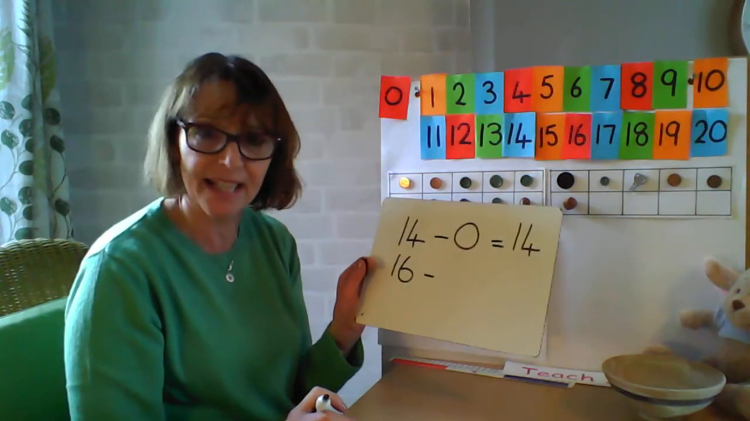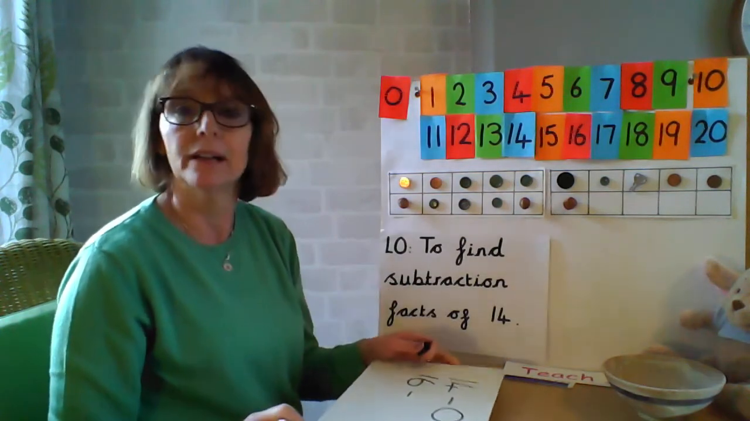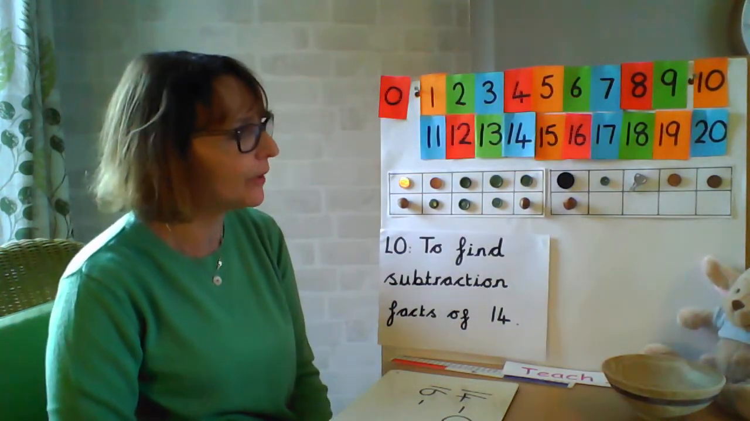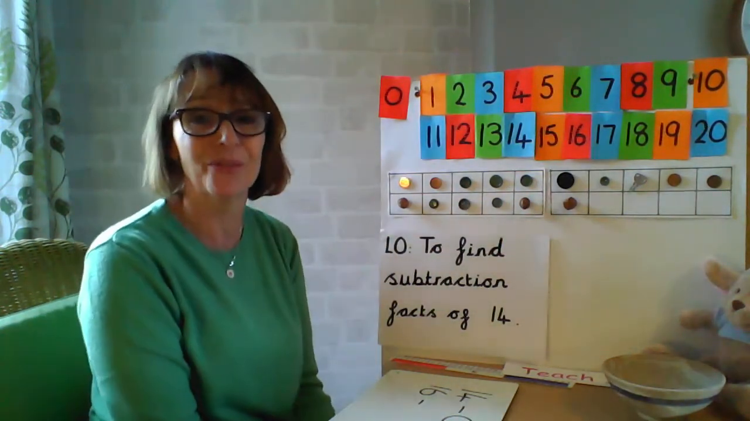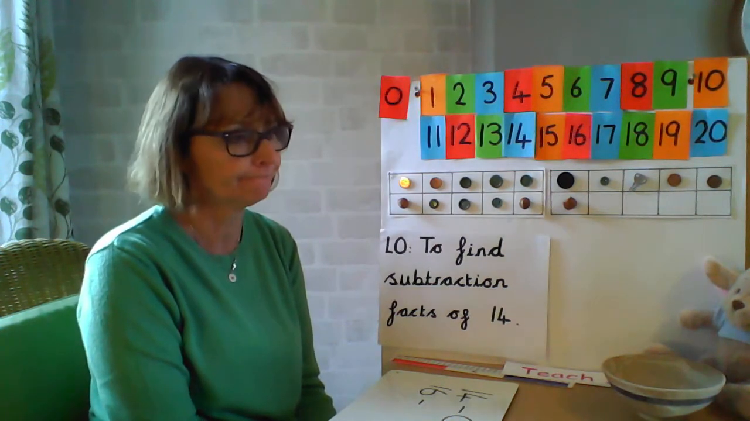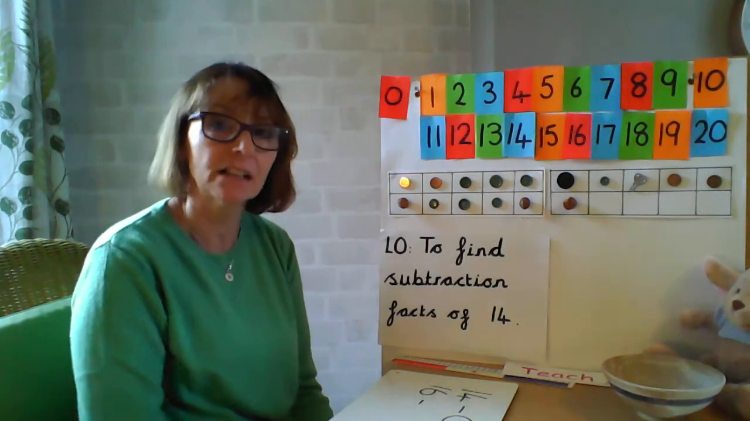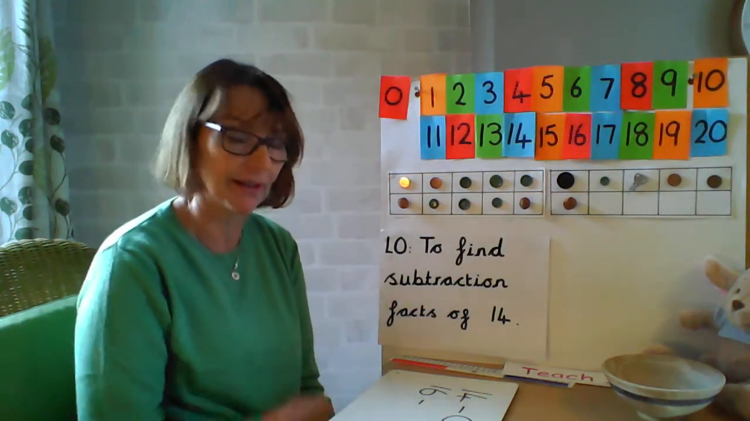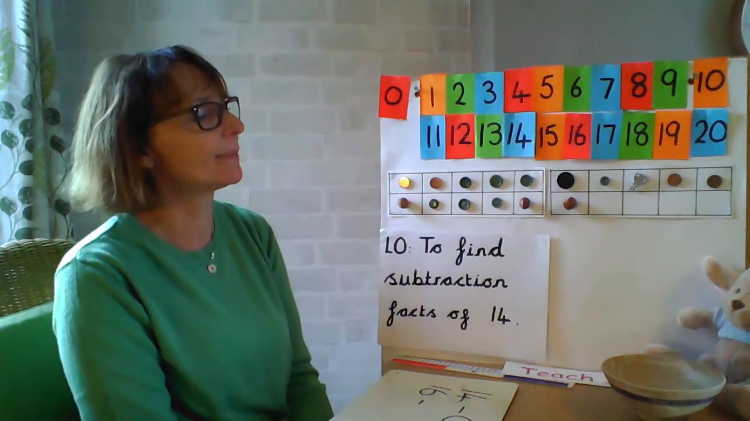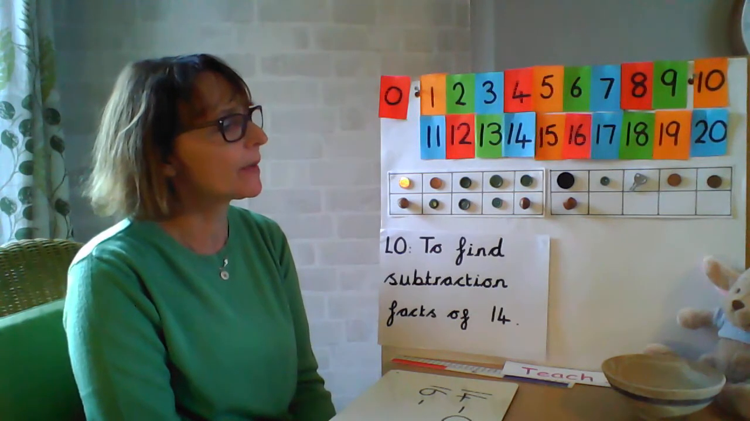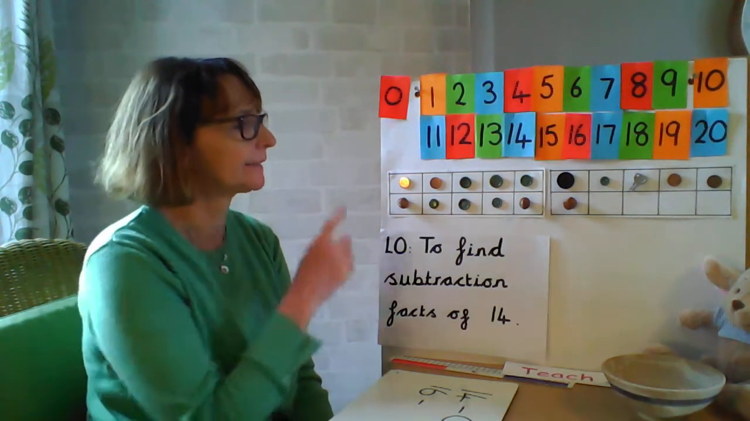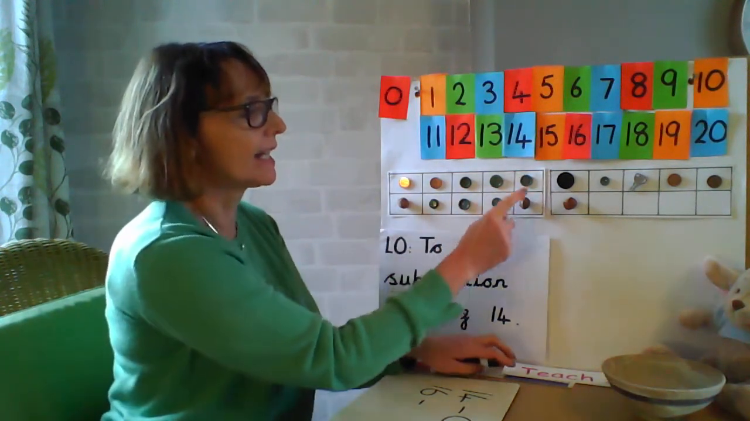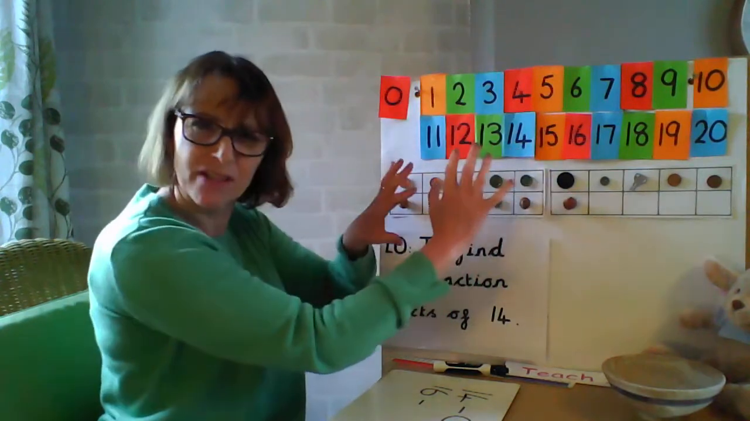But I don't want 16. Rue, I only want 14. So what do I have to do to make that back into 14 again? I know what I need to do. I need to take off the ones that Rue has put onto the board on tens frames. So which ones do I need to take off? Well, I've got 1, 2, 3, 4, 5, 6, 7, 8, 9, 10. I know that's 10, so I probably don't need to count 10 again.